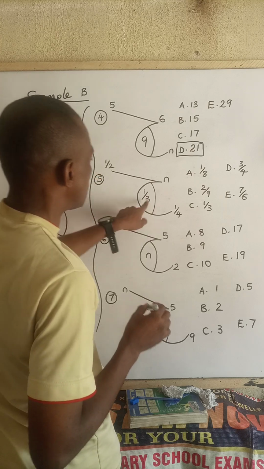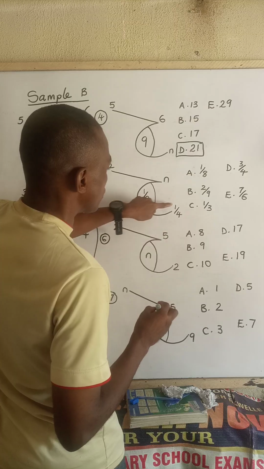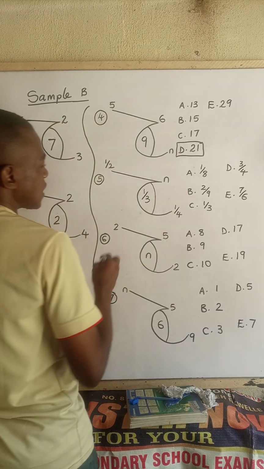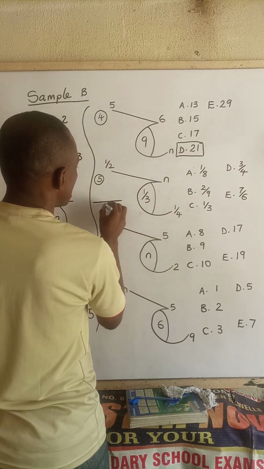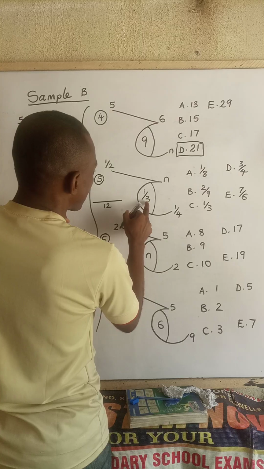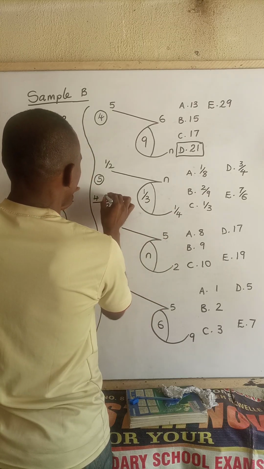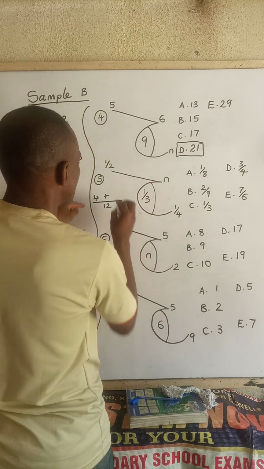For this, these two are given. So I will do 1 over 3 plus 1 over 4. It will give us what? 7 over 12. Look at it here. You find the LCM, which is 12. 12 divided by 3, it will give us what? 4. 4 times 1 is 4. Plus 12 divided by 4 will give us 3. 3 times 1 is 3.